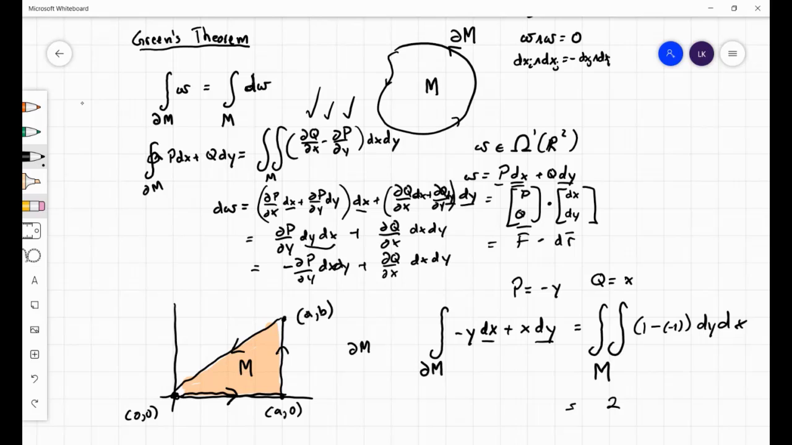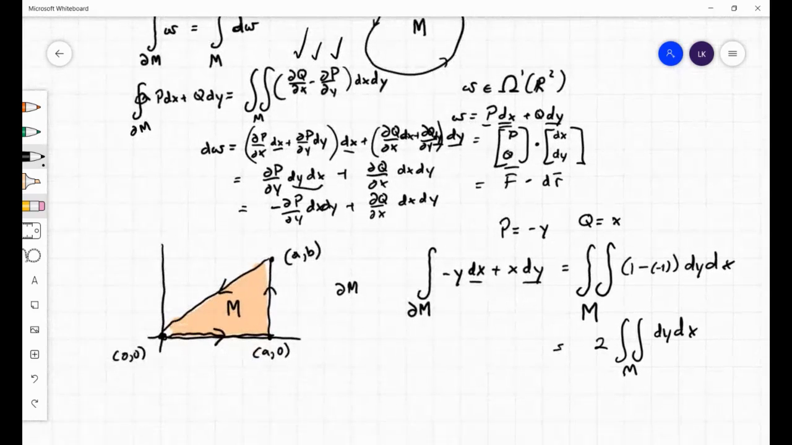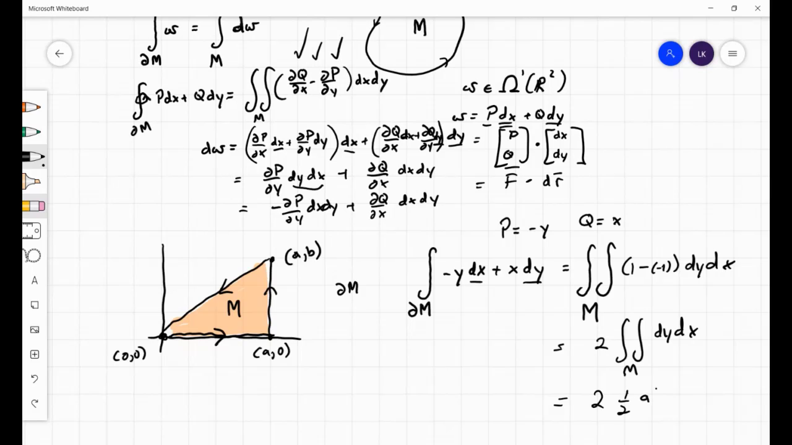So that gives us a 2. And then integrating the differential area element over that triangle just gives us the area of that triangle. So 2 times the area of the triangle, which is 1/2 base times height. So AB. And so I guess if we had time, I would ask that you confirm Green's theorem.